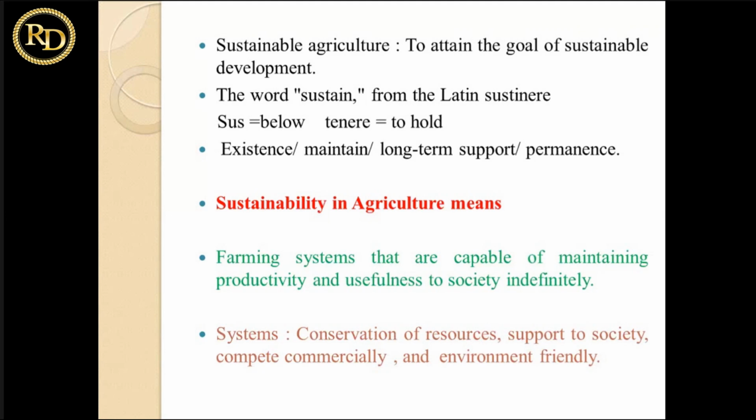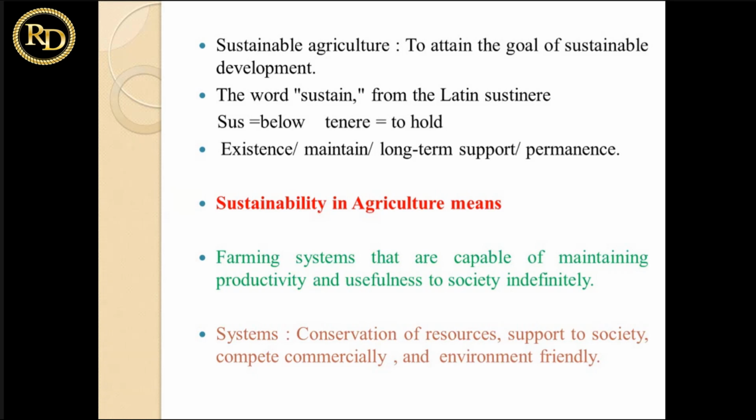The first part is the conservation of resources. We must know that resources are very limited and we have to conserve them properly. The second part is support to society. When we go for agriculture, we grow food, and this food supports society in many ways: in nutrition, in livelihood, in increasing socio-economic status, and then competing commercially. Our agriculture should compete commercially with other businesses.